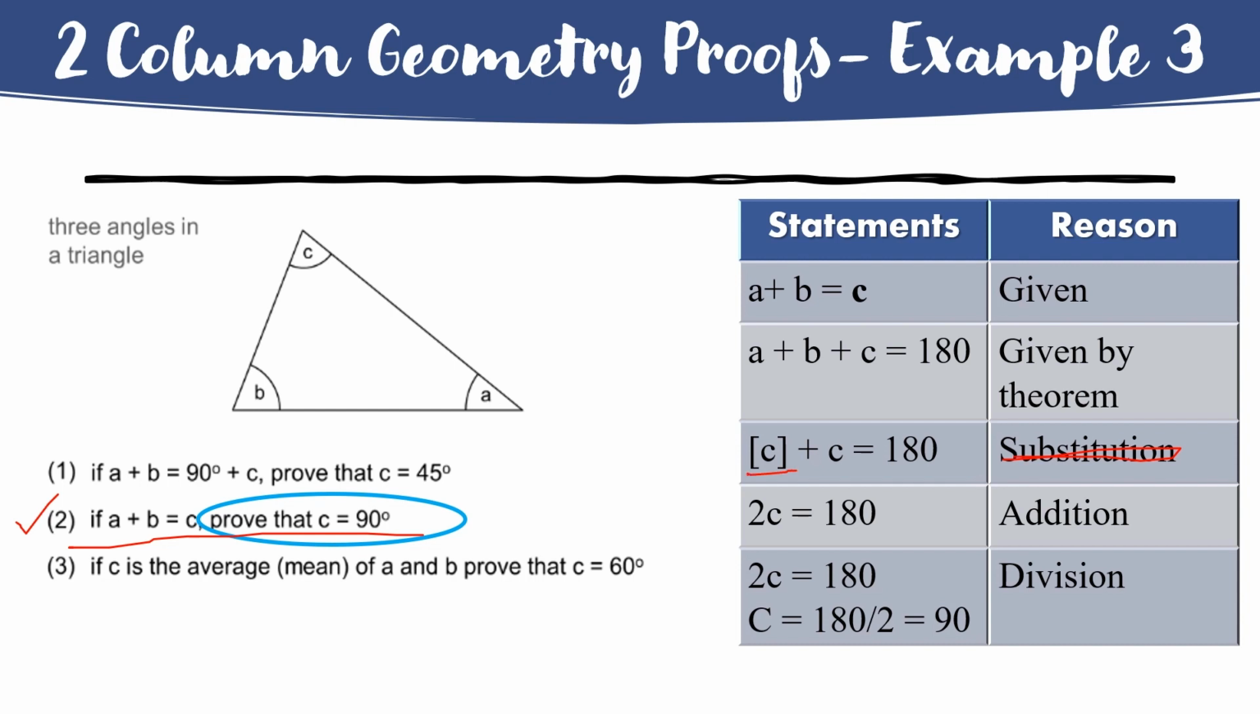We know that C equals this A plus B. So we're going to replace this A plus B with this C, and then we're going to simply solve. We get 2C. First you add the C plus the C, you get 2C equals 180. And then you have to get the C all by itself. So you have to divide both sides by 2, and you get C equals 90.